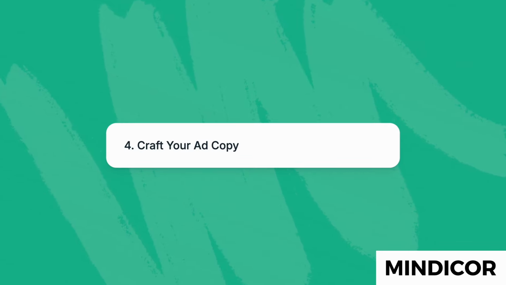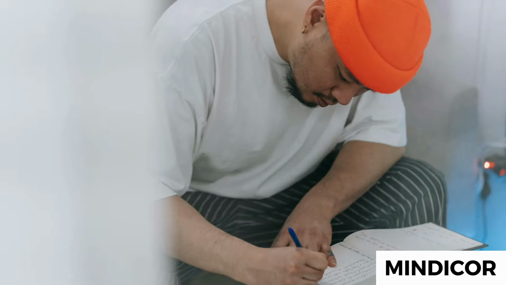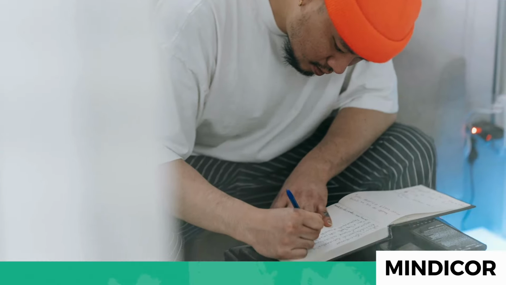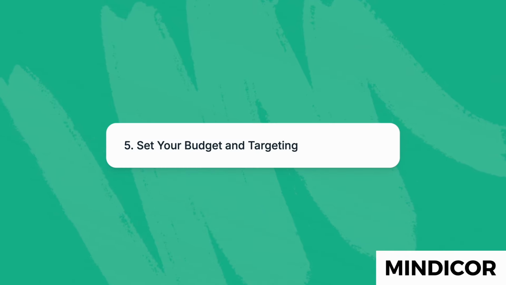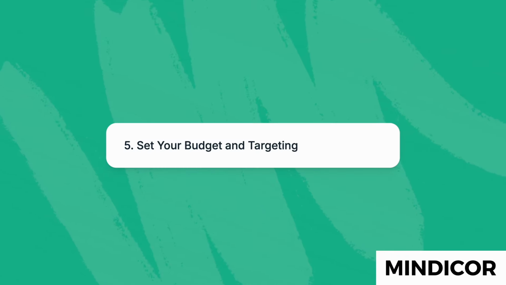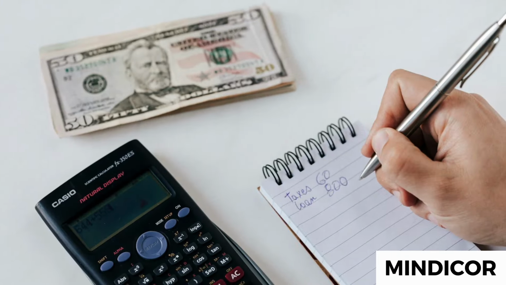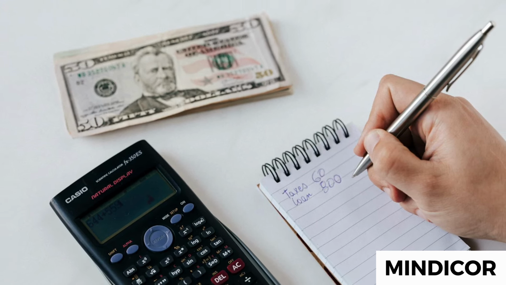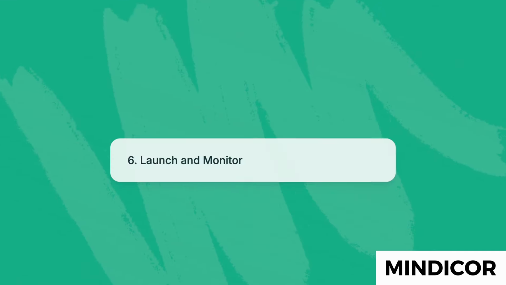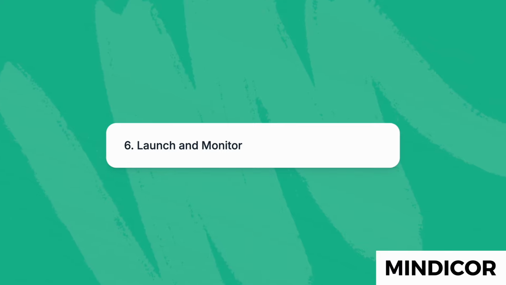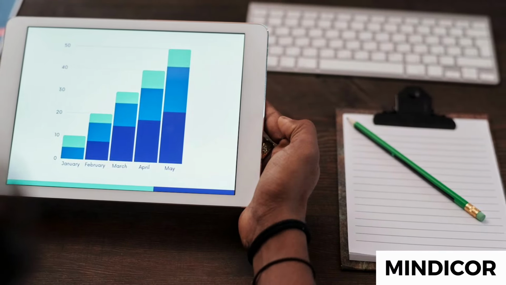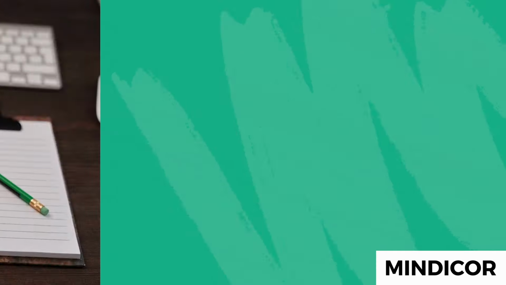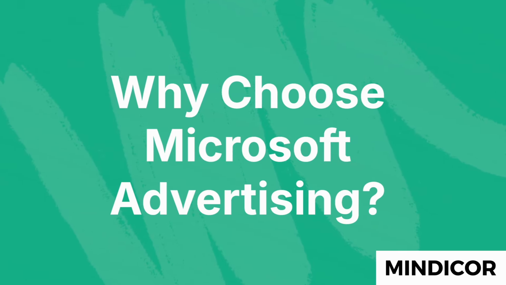4. Craft your ad copy. Make sure your headlines and descriptions are short, compelling, and enticing. 5. Set your budget and targeting. Determine your daily or monthly budget and target specific demographics, location, age, device, you name it. 6. Launch and monitor. Once your ad goes live, keep an eye on its performance through the dashboard and optimize as needed.